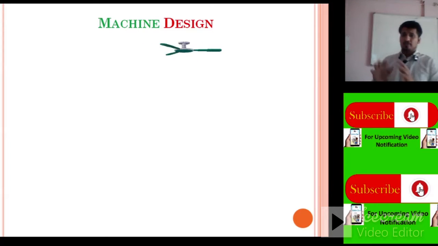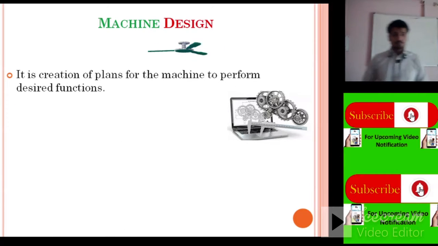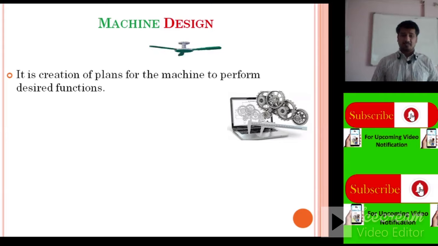Now we have taken a look at an example of a machine, a fan, and in this stage when we are trying to manufacture the machine by using some linkages, before that we have to plan for this machine, and the stage of planning is known as design. Here is the statement of design. It is the creation of a plan for the machine to perform a desired function.